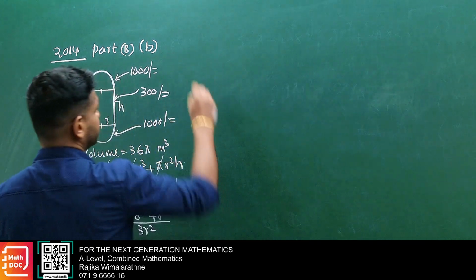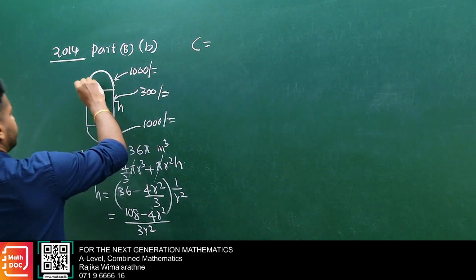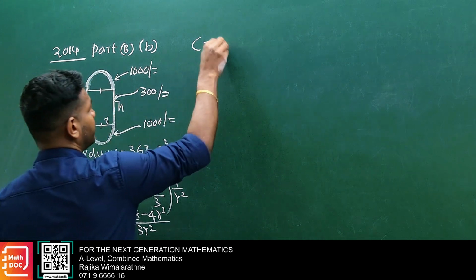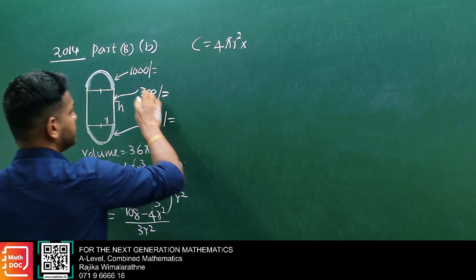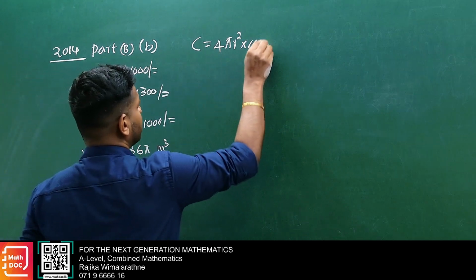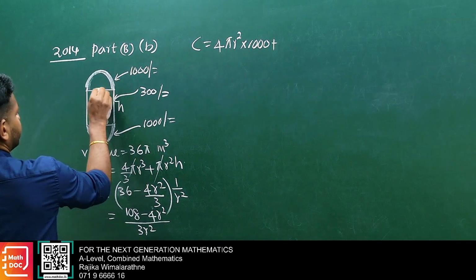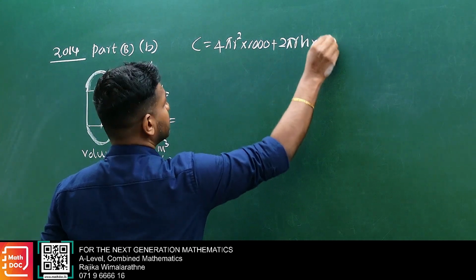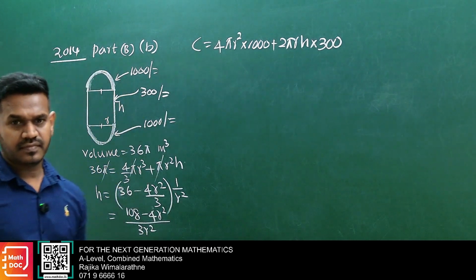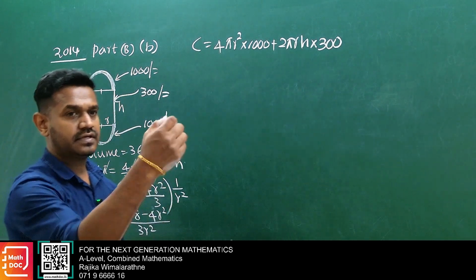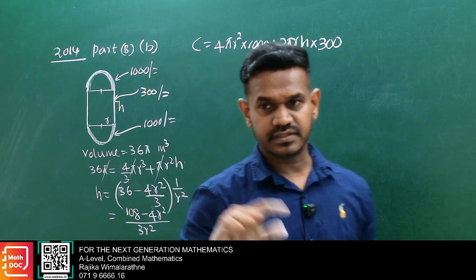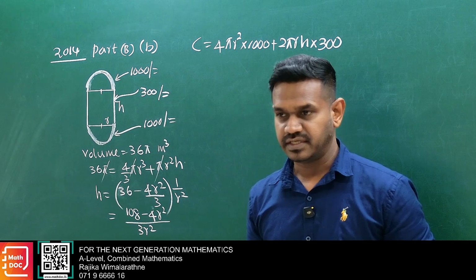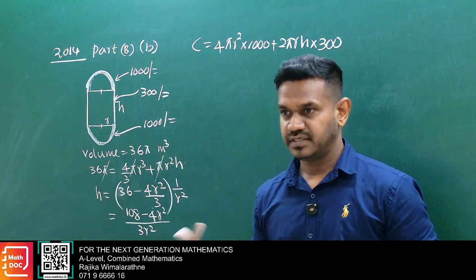Then consider cost. The surface area of the hemispheres is 2 pi r squared each, total 4 pi r squared, multiplied by cost 1000, plus the cylinder 2 pi r h into cost 300. Take the hemispherical part and multiply by its cost 1000, then the cylindrical part by cost 300.